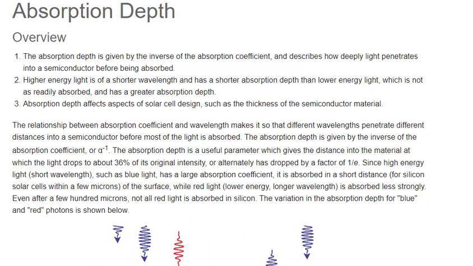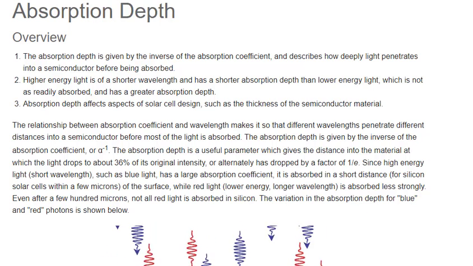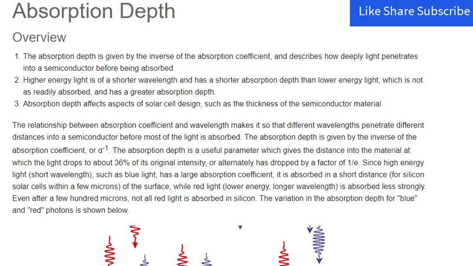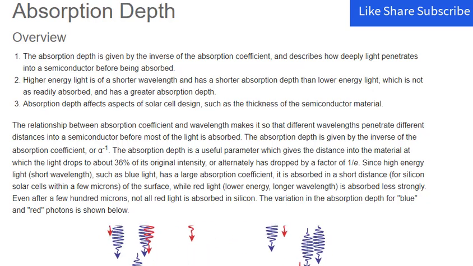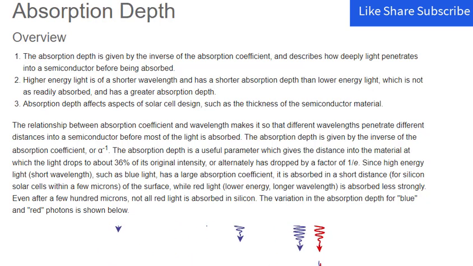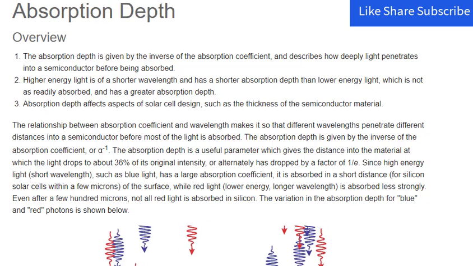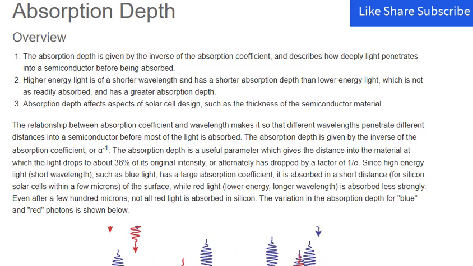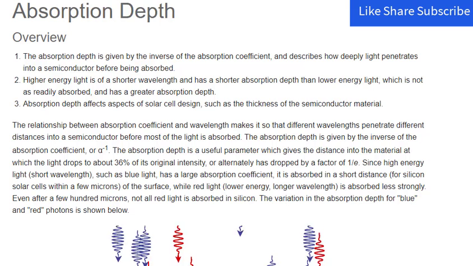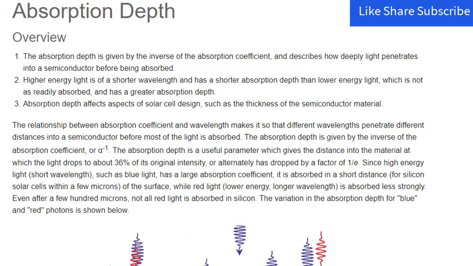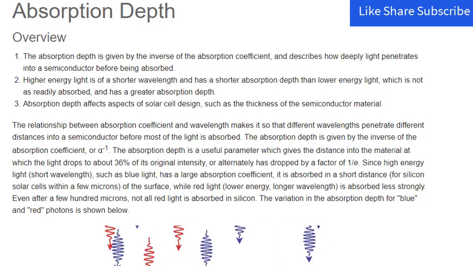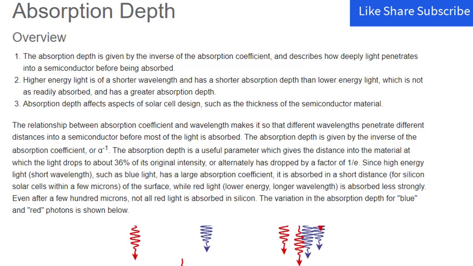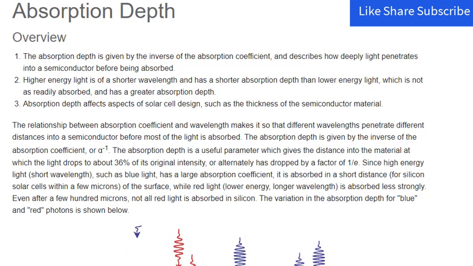Let's start. Absorption depth. The absorption depth is given by the inverse of the absorption coefficient, and describes how deeply light penetrates into a semiconductor before being absorbed. Higher energy light is of a shorter wavelength and has a shorter absorption depth than lower energy light, which is not as readily absorbed, and has a greater absorption depth. Absorption depth affects aspects of solar cell design, such as the thickness of the semiconductor material.